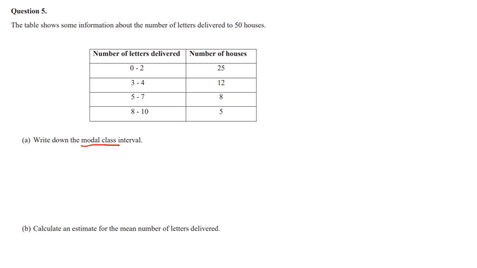And we're looking at 25 being the largest number of houses, and therefore the modal class interval is this group here from 0 to 2.